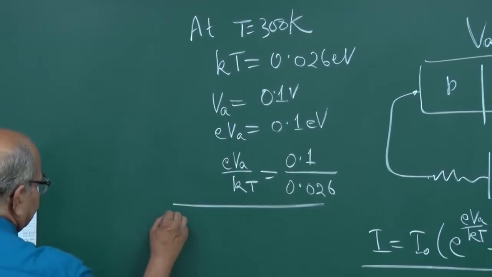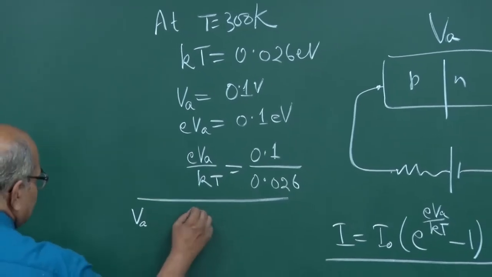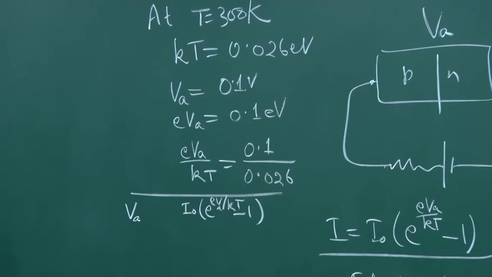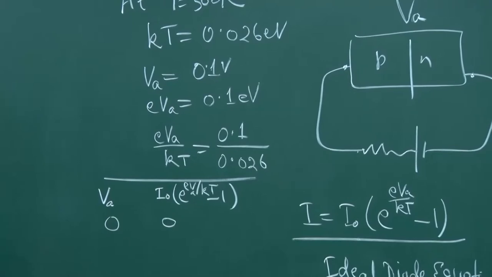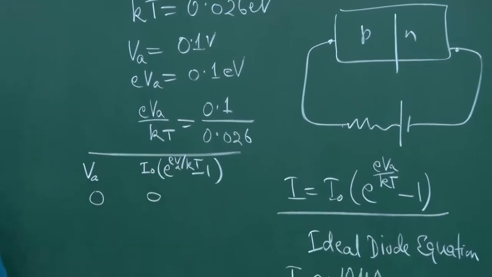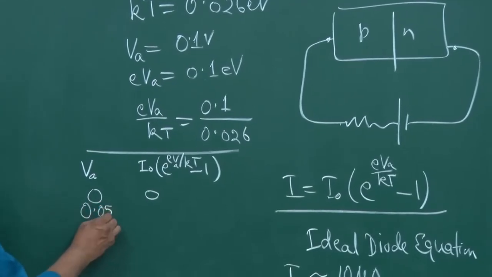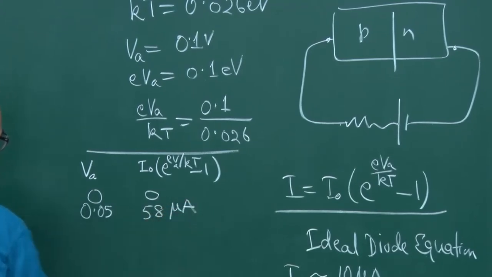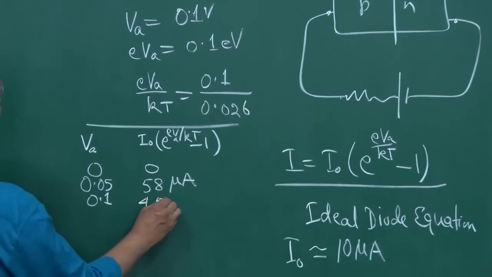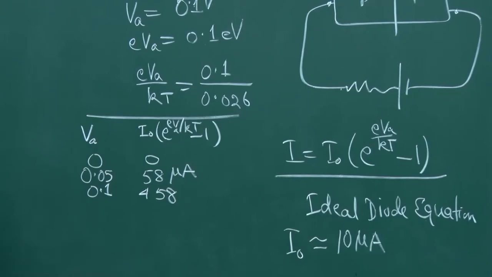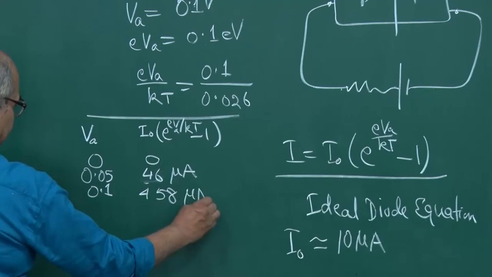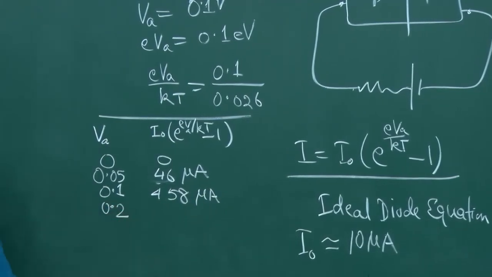If I take V here, the applied voltage, and this whole thing, I naught e to the power eV by kT minus 1. So at 0, this is 0. This is fine. At Va equal to 0, you have e to the power 0 equal to 1, 1 minus 1 is 0. Then if you take 0.05 volt, if you apply this much, then it becomes 58 microamperes. If you take 0.1, then it becomes 458. This is 46 microampere. This is 458 microampere. And if you take 0.2, applied voltage is 0.2.